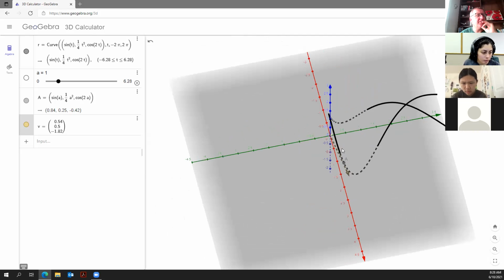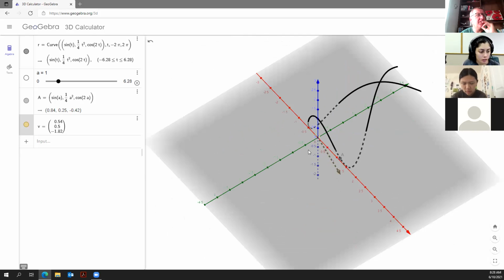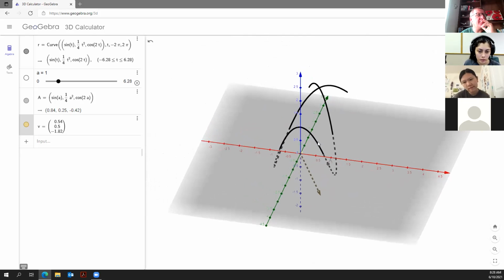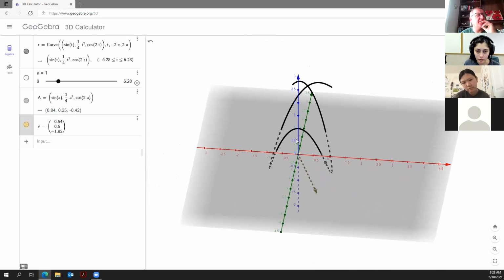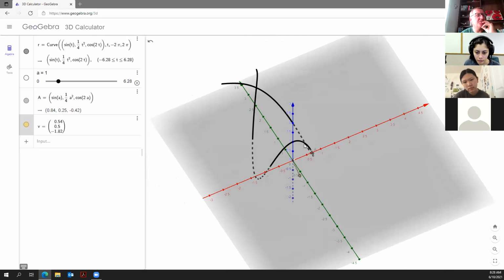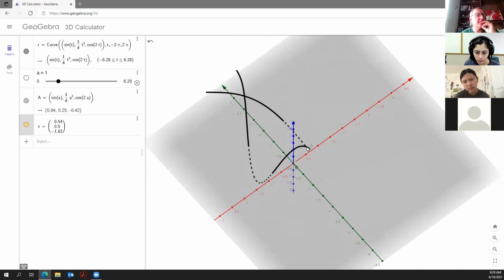But I want you to stare at that vector. What do you notice about it? Did we get it right? What is that telling us? It's the same slope as the line right there at that point.